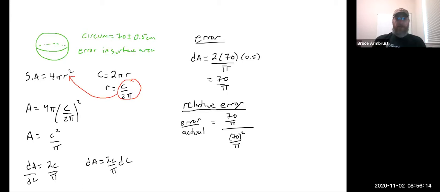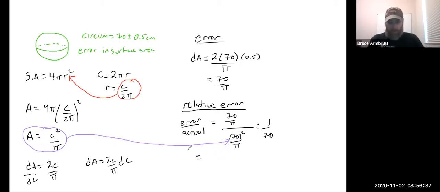Where that 70 squared over pi came from was back over here. The area is equal to c squared over pi. There's my c squared over pi. So if I invert and multiply, this ends up being 1 over 70. Let me go ahead and get a decimal for that. That's 0.014286, whatever. So this is around 1.4%.